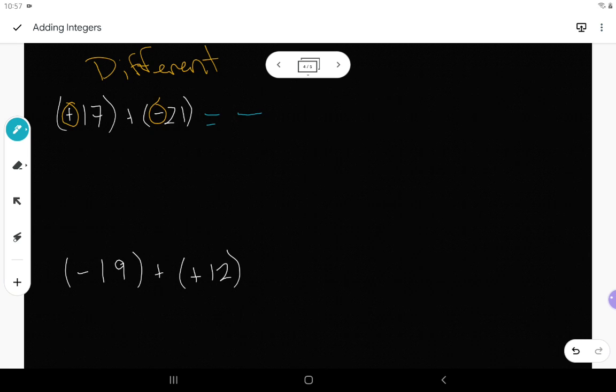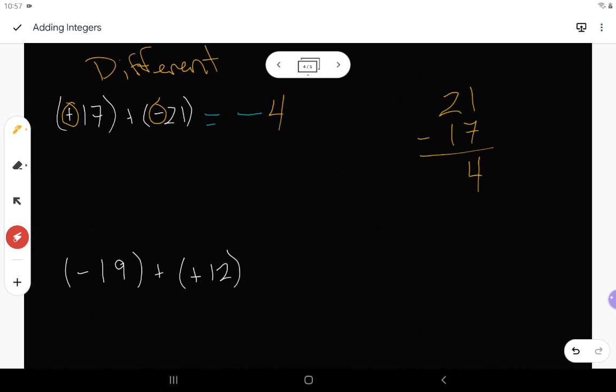But I have to figure out how many negatives I have left over. And so that's where the finding the difference part comes in. So I know I have more negatives. I have 21, and 21 is a bigger quantity than 17. What is 21 minus 17, right? If I have 21 blue guys and 17 red guys, the 17 red guys are going to take away 17 of the blue guys, and I'm going to be left with 4 blue guys in the end. Okay, so when we have different signs and we're adding integers, we're actually kind of subtracting.